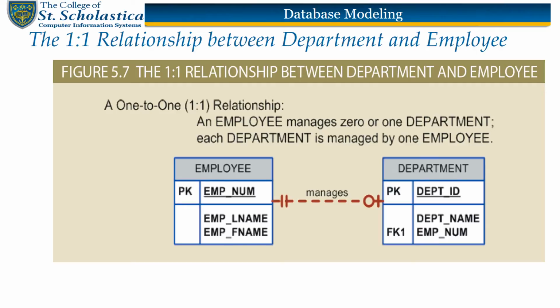Figure 5.7 illustrates the employee manages department relationship. Note that in this case, employee is mandatory to the department. Therefore, EMP_NUM is placed as the foreign key in the department. Alternatively, we might also argue that the manager role is played by the employee in the department.